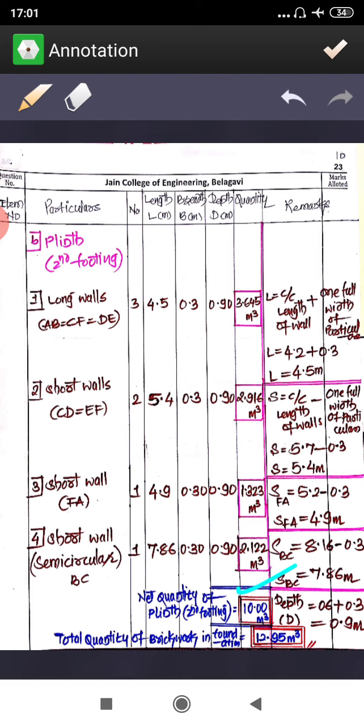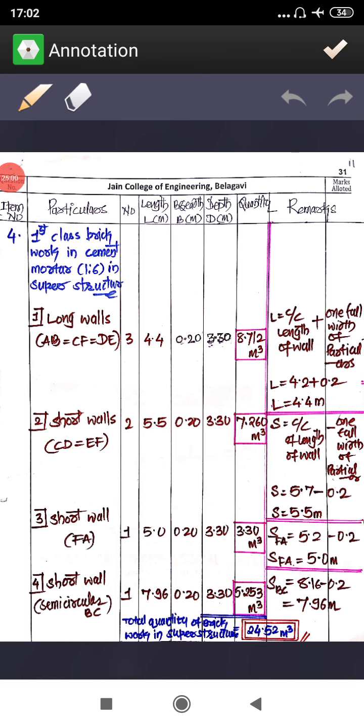Now we are going to determine the last item, that is item number 4, first class brickwork in cement mortar 1:6 in superstructure, that is of wall. First we are going to see the width is 0.2 and floor to slab is 3.30 meter. These two are directly given in the cross section, so no need of writing that into the remarks column.